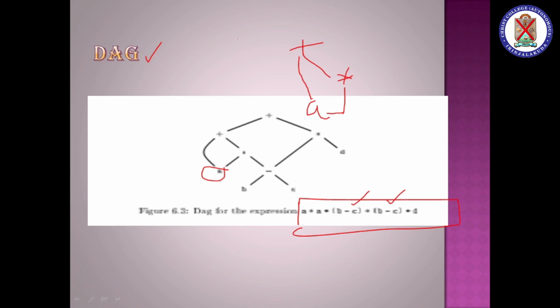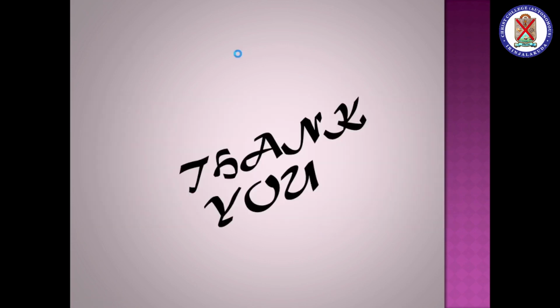Okay, that's about the graph. Very simple topic. You must relate it with the syntax tree. A syntax tree and a DAG are the same, but here common sub-expressions and common operands are represented only one time. That's all about the DAG.